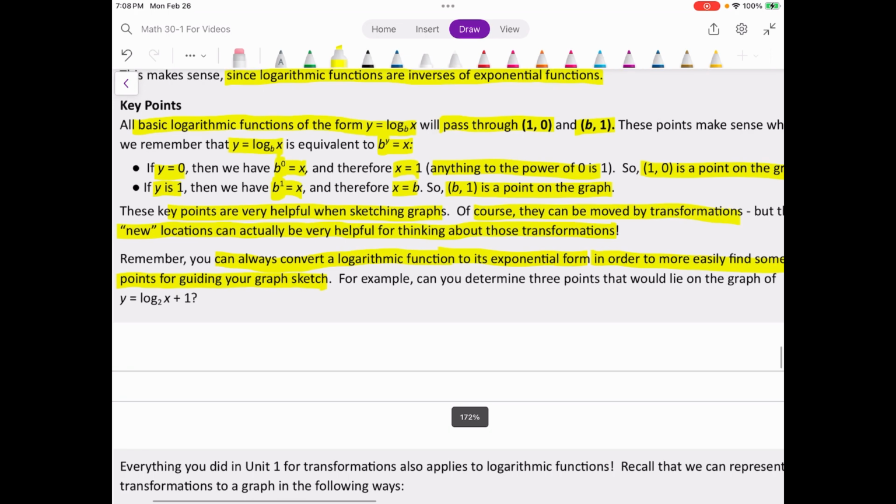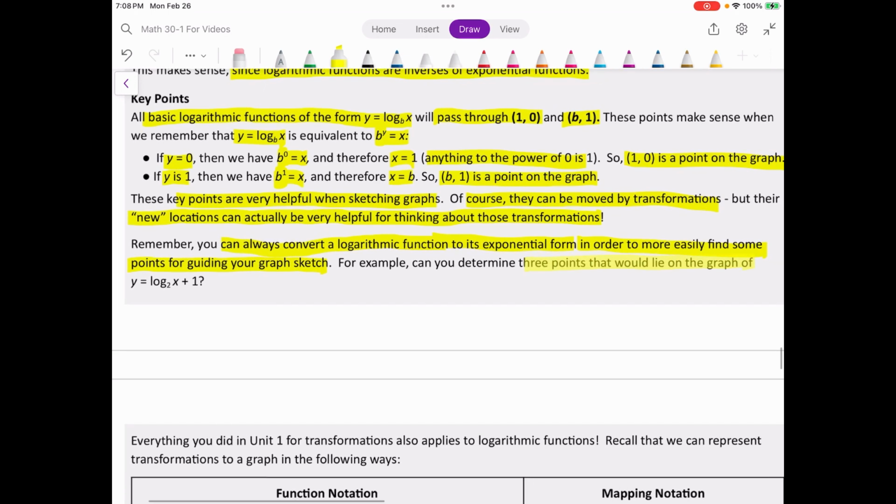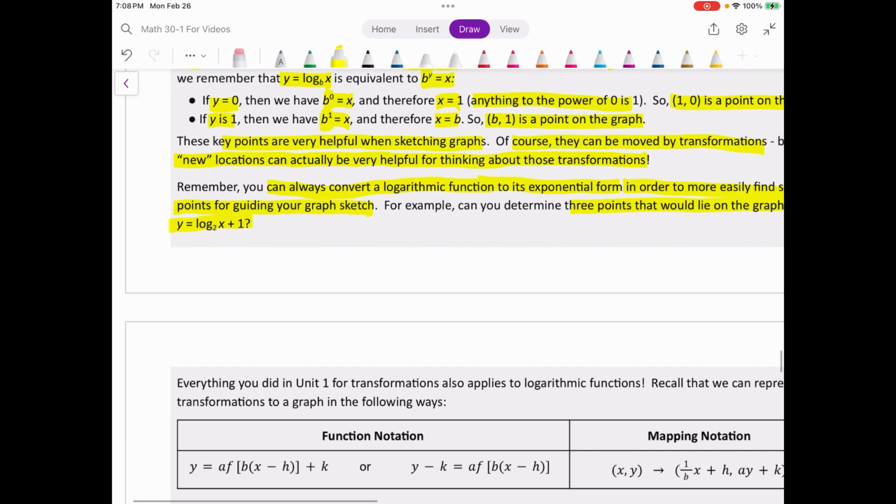For example, can we determine 3 points that would lie on the graph of y equals log base 2 of x plus 1? Let's convert it to its exponential form. So be careful. We can't just do it right off the bat because we don't have the log isolated. I can't say the sentence 2 to the power of y equals x, because I'm ignoring the plus 1. How do I fix that? Isolate the log. So subtract 1 from both sides, we get y minus 1 equals log base 2 of x. And there we go, now I can say it.